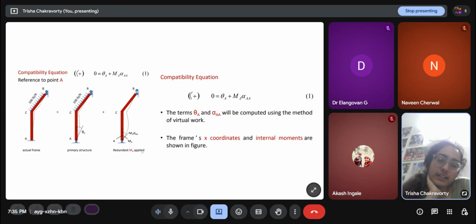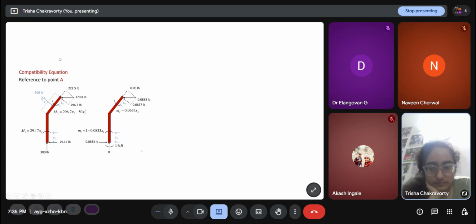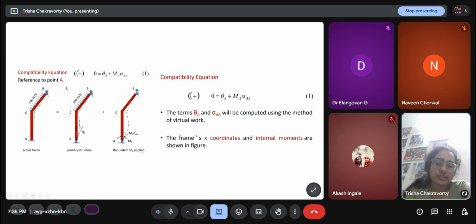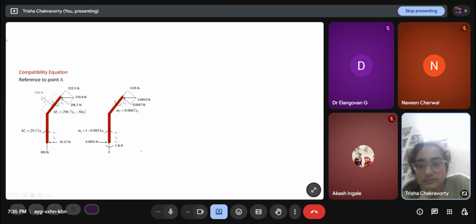The frame's x coordinate and internal moments are shown here. So we take the inclined x2, and it doesn't change anything because you just have to split all the forces into two components, one parallel to the inclined line, and one perpendicular to it. Whatever reaction I have here, the roller support will give reaction perpendicular to the surface it is resting on. So the reaction will be in the horizontal direction, but using just a cos theta sin theta component, you can split one component parallel and one perpendicular to this. That's what is being done here.